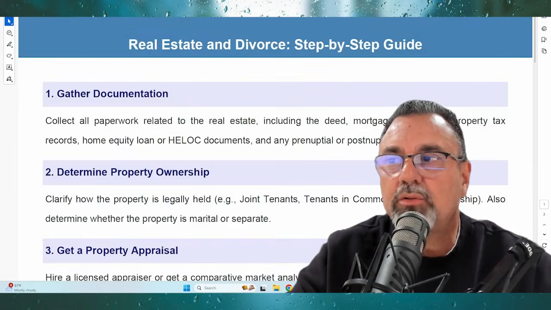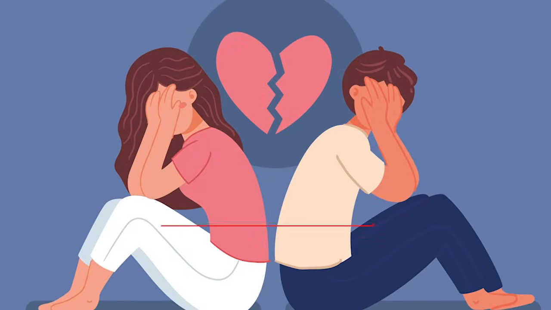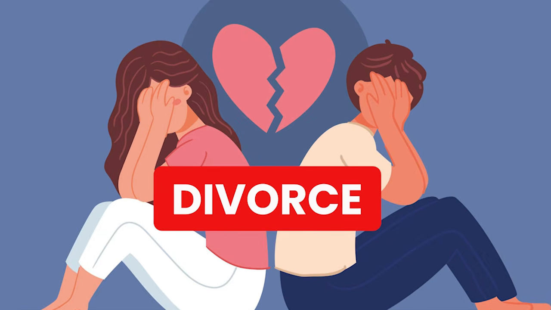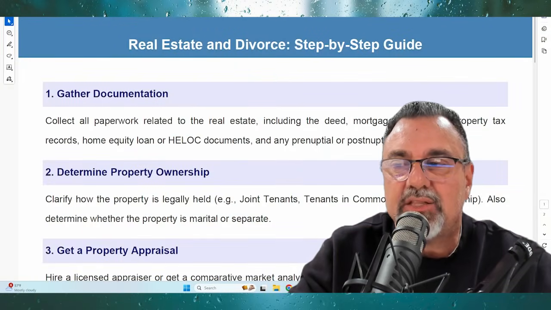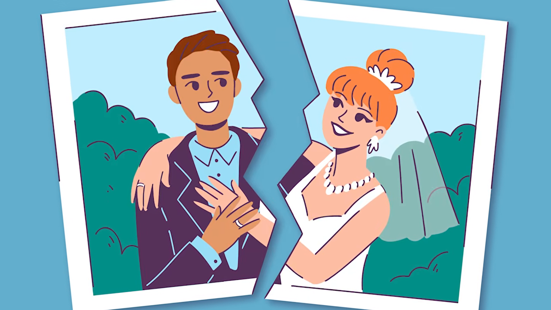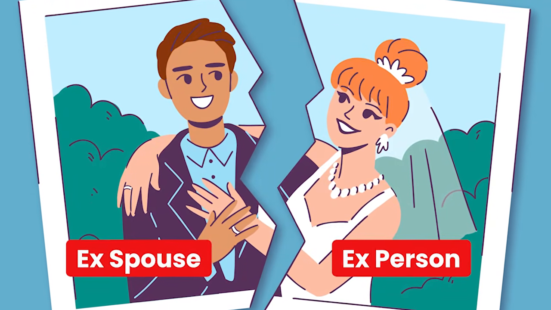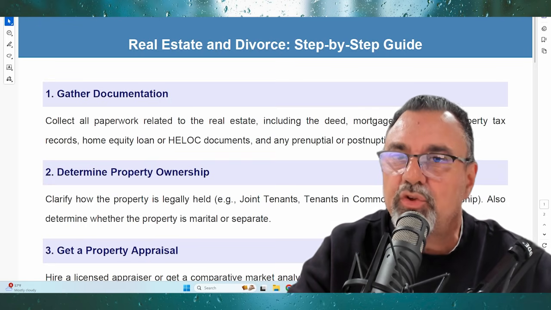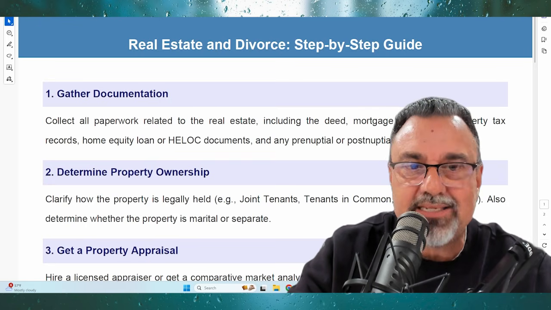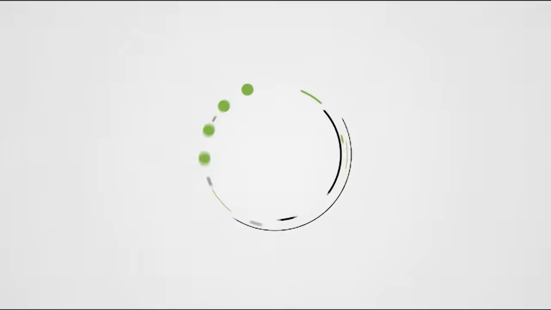Unfortunately, in today's world, over half of the marriages end in divorce, and many of those marriages, actually, people own real estate. So in today's video, what I want to explain to you guys is the proper way to remove an ex-spouse or an ex-person from not only the vesting of the title on your property, but also the mortgage, and the whys. So let's get over to it.